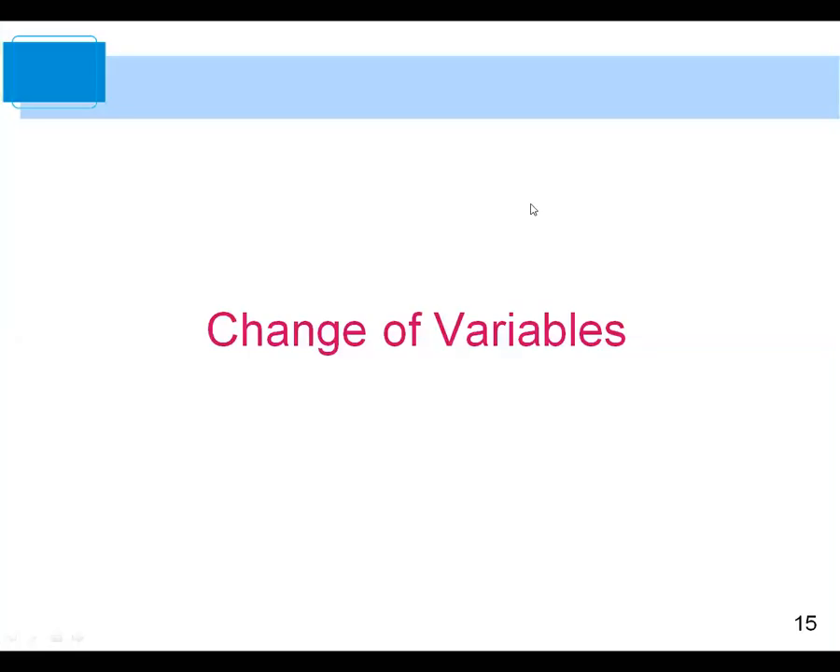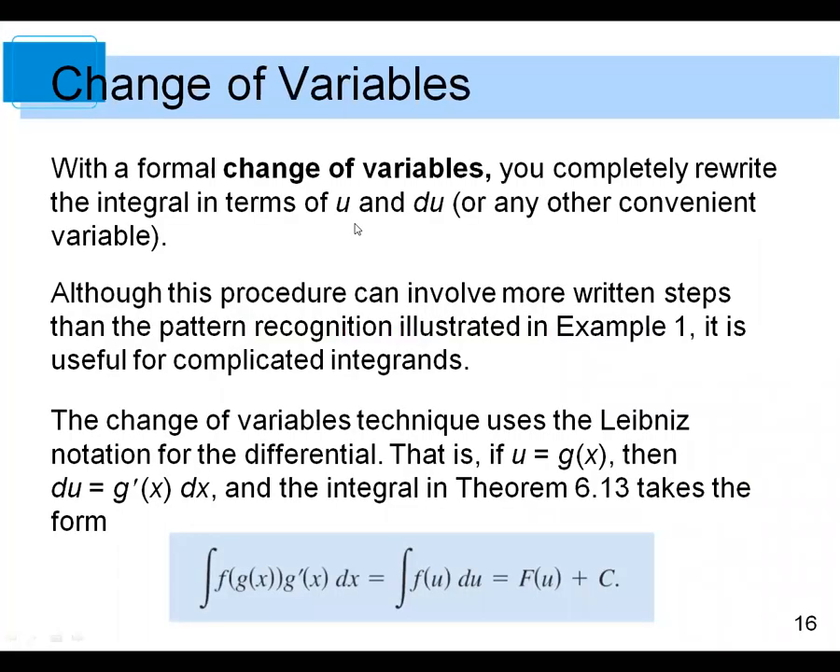So let's talk a little bit about change of variables now. With a formal change of variables, you completely rewrite the integral in terms of u and du or any other convenient variable. Like if the integral is already in terms of u, then you can use v or something like that. Although this procedure can involve more written steps than the pattern recognition method illustrated in the first example, it's useful for integrals that become more complicated.